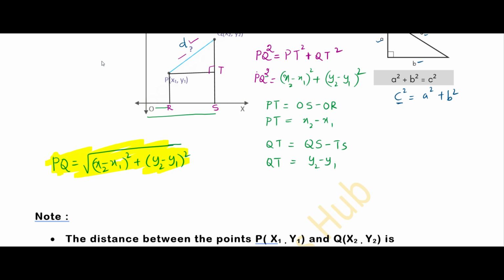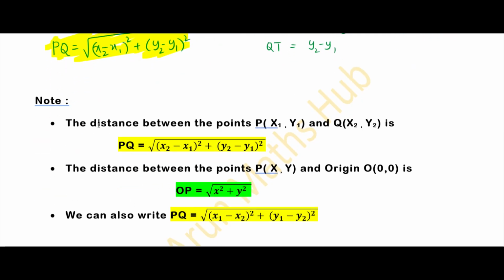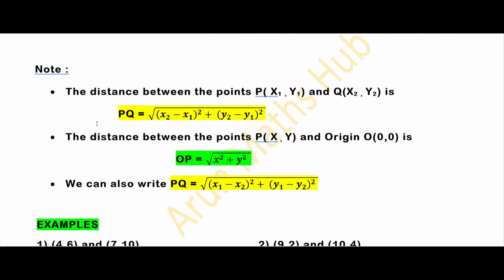Students, do repeat with me. The distance between the points P of x1 y1 and Q of x2 y2 is given by the formula PQ equals square root of x2 minus x1 whole square plus y2 minus y1 whole square. Make a note of it.